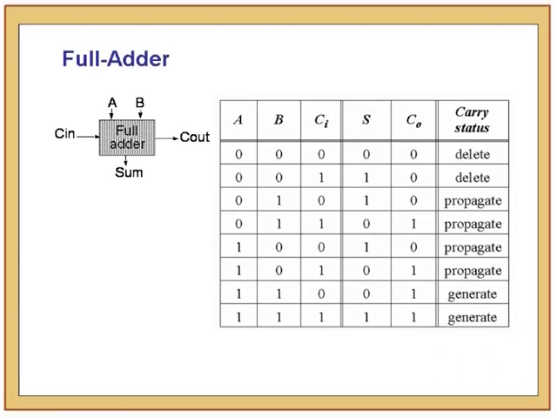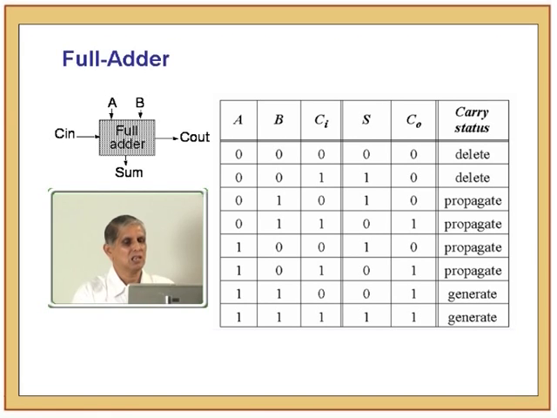If you see the next rows, in the middle ones, one of the bits is 1. For example, in the third case, B is 1, A is 0, it is the same, except that in the first case the carry is 0 and in the next case the carry is 1. So in such a case I figure out that the output carry will be the same as the input carry, whether the one input is 0 or 1.